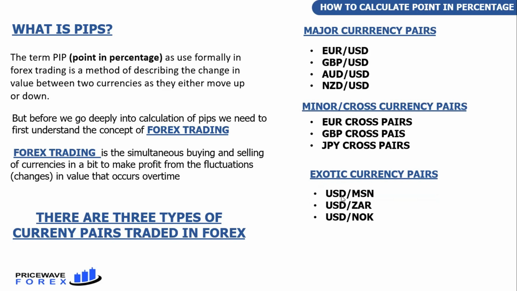And mind you, each currency has a way of calculating its pips. This is what makes them unique. The major currency pairs are called major because they are paired with the United States dollar.